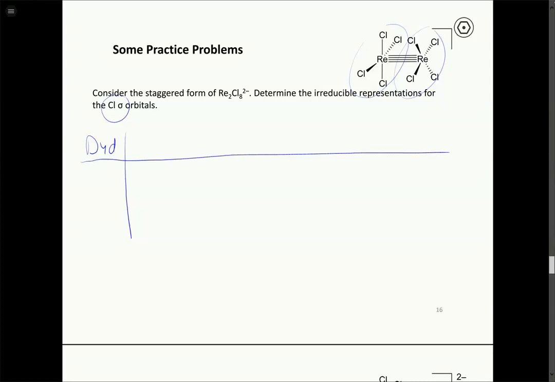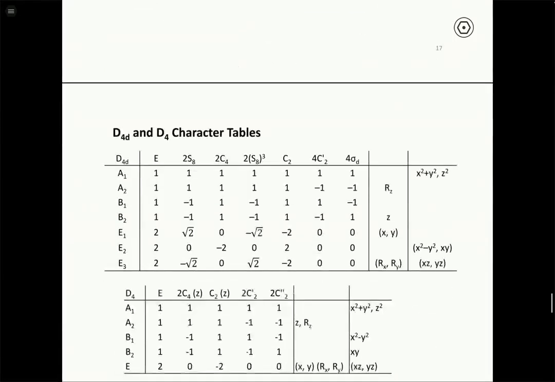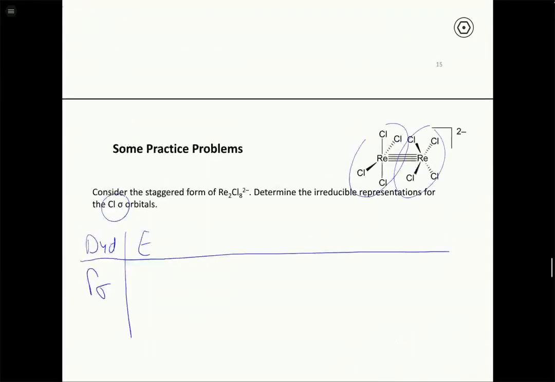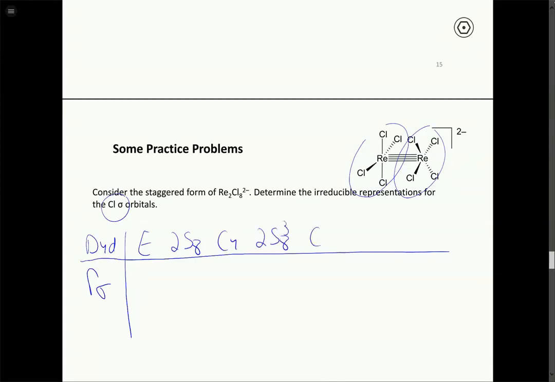So we want to determine the irreducible representations for the chlorine sigma orbitals. So we have 8 sigma orbitals, 1 in each position. For now, it doesn't matter how we number those. And so we're going to determine the representation for those sigmas. These are the operations that we get from D4d. I think the character table is down here somewhere. So we have E, we have 2S8, we have C4, two more S8 operations, C2, 4 C2 primes, all classed together, and 4 sigma d all in the same class.